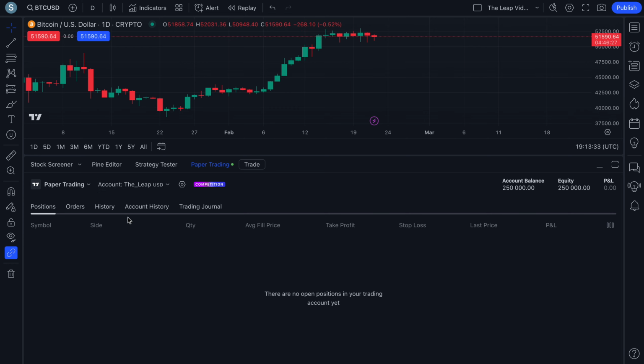Always select the competition account. Remember, any trades not placed in the competition account will not be recorded in the contest. So this is essential. After you've signed up, after you've connected your paper trading account, ensure that you always have the competition account selected. You'll even see this competition tag here to remind you that you're connected as well.